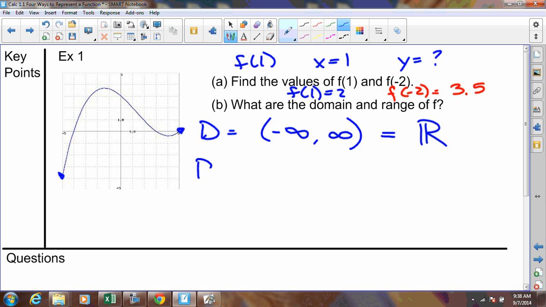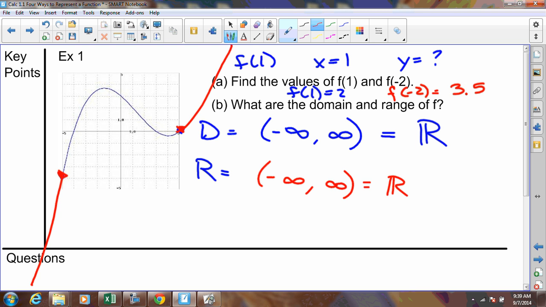When we consider the range, we have to think, what are the y values, the up and down values? Well, because of the arrow on the left, we know it's going to continue going down forever. That will get us all of the negatives. And because of our arrow on the right, we know it's going to continue going upward forever. So, once again, this is one that we get all the real numbers for the range.